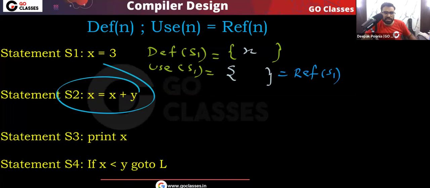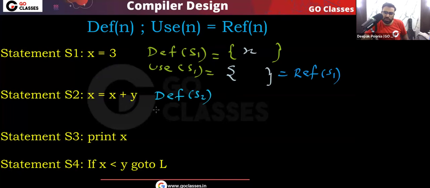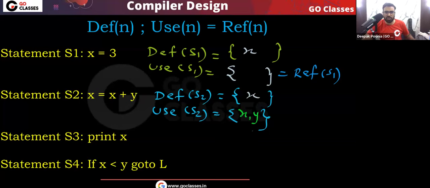Tell me about this statement s2, which variables we are defining and which variables we are using. So what is def of s2 and what is use of s2? You can see by this statement s2, which variables are defined. Def means define means assignment. So you can see variable x is assigned. Okay, and you can see which variables we are reading or which variables we are using, x comma y. These variables we are reading or using.